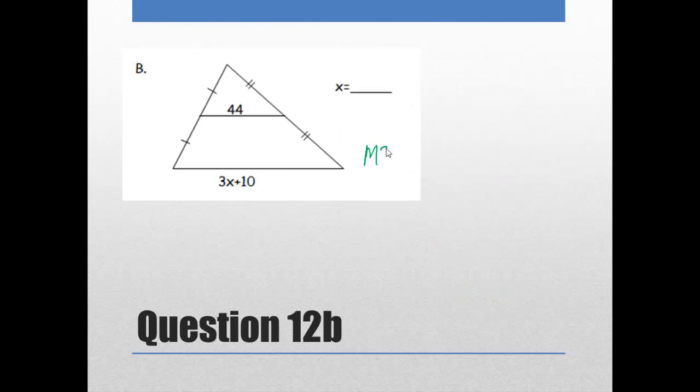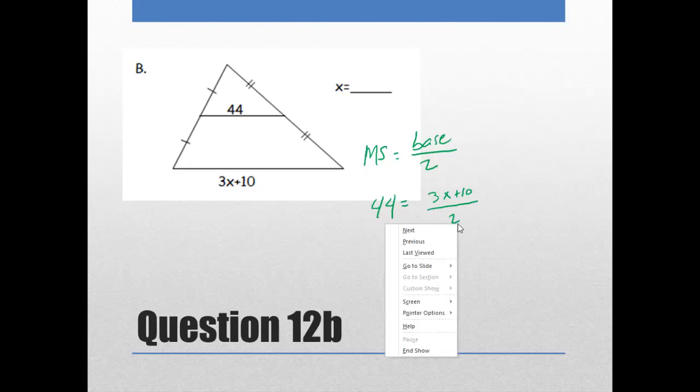Mid-segment equal to half of the bases. The base over 2. So mid-segment's 44 here, and it's equal to 3x plus 10 divided by 2. So let's change colors so we can see what we're doing.